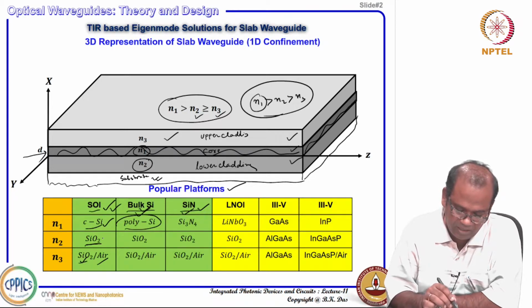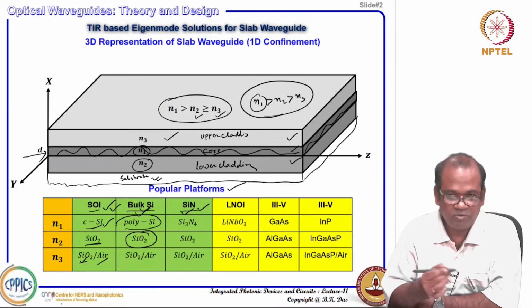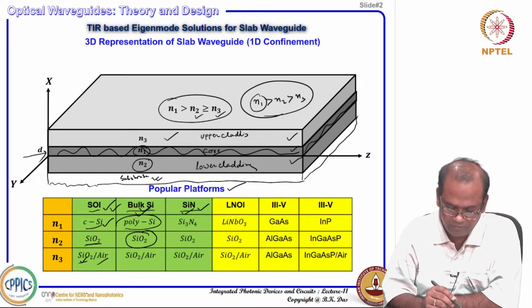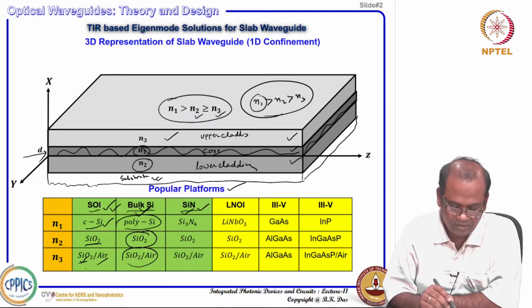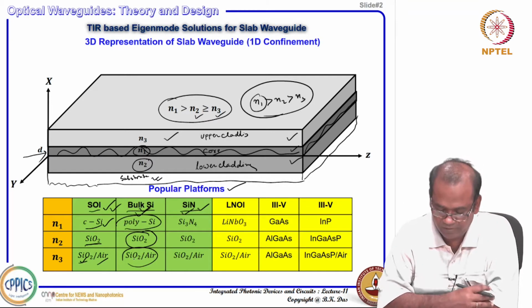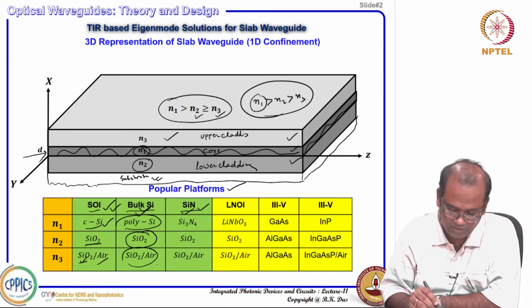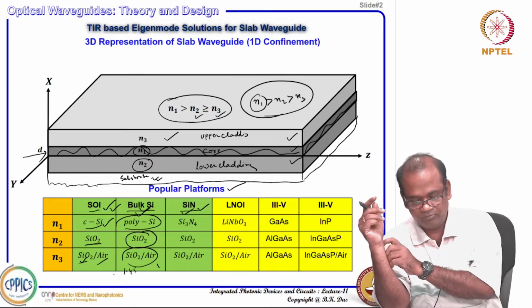And again, similar to SOI, the bottom cladding, the lower cladding, is silicon dioxide. Native oxide you can easily fabricate, you can form, and then the upper cladding, that is N3, will be SiO2 or air, you can keep it just bare. Air refractive index is 1 and silicon dioxide is 1.45 if you are operating at 1.55 micrometer.